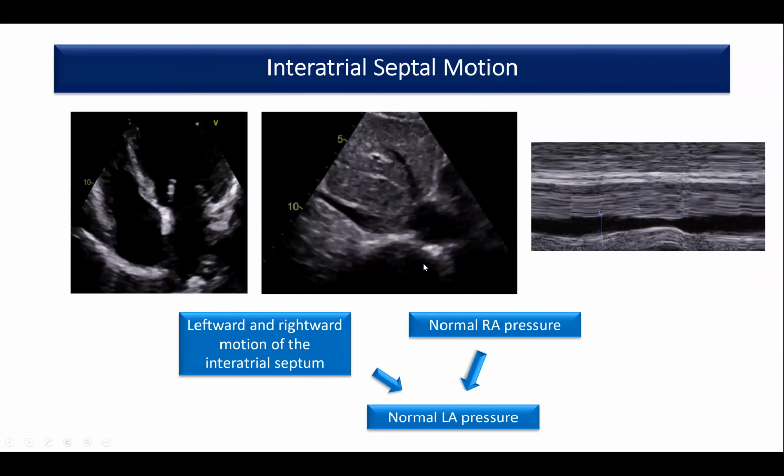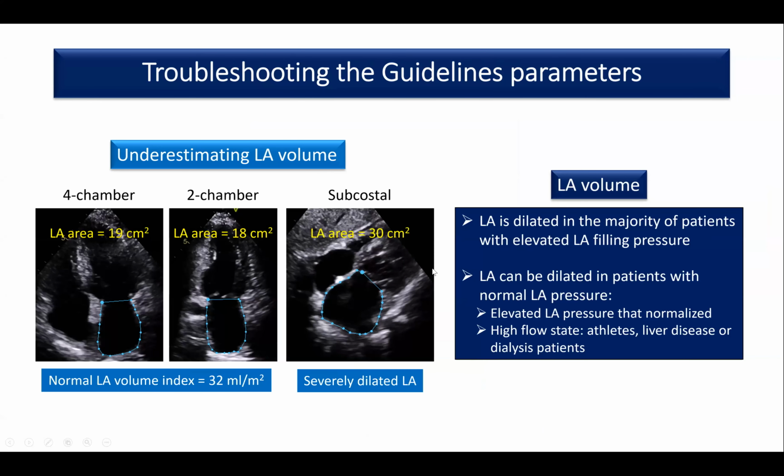Now, I want to spend maybe a few minutes here, and then I'll give you a break, on troubleshooting the guidelines, just to tell you how the guidelines can be inaccurate. Look at this patient, for example, looking at the left atrial volume, which is a major parameter in the guideline, as you remember. You can see here from the 4-chamber view, the left atrial area is 19 square centimeters, and from the 2-chamber view is 18 square centimeters, giving us a left atrial volume index of 32, which is normal.